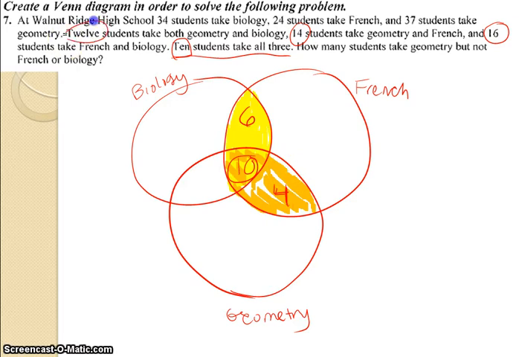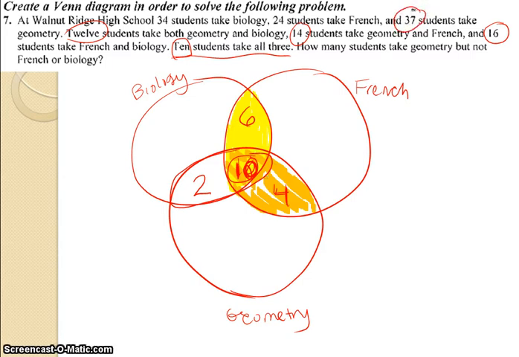Okay, 12 take geometry and biology. This is my geometry biology area. I already have this magic 10 in the middle, so I have 2 more that I can put here. So 12 geometry and biology, 16 French and biology, 14 geometry and French. Great. Now let's go up to the big numbers.